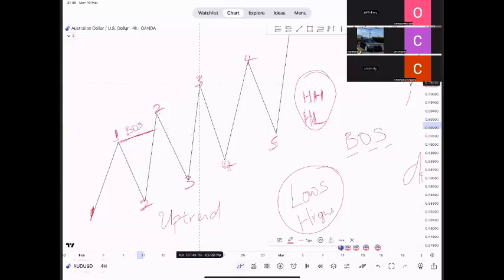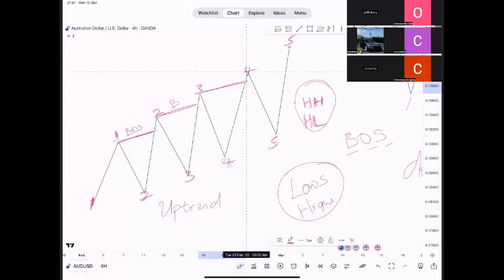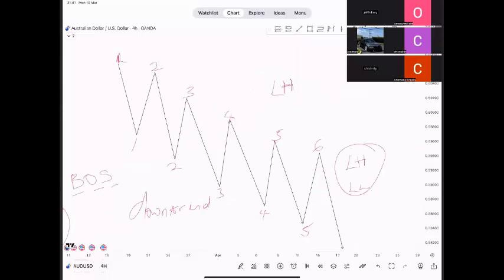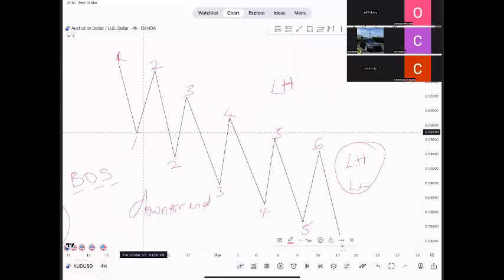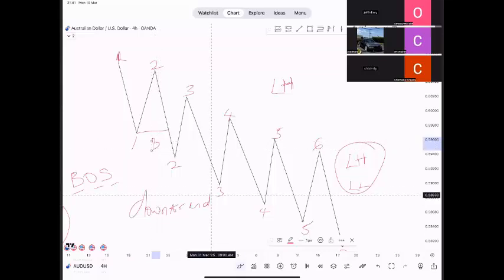As high 3 takes out high 2, break of structure. As high 4 takes out high 3, meaning goes above it, we have a break of structure. As high 5 goes above high 4, we have a break of structure. In the downtrend as well, as low 2 takes out low 1, break of structure. Low 3 takes out low 2, break of structure. Low 4 takes out low 3, break of structure. Low 5 takes out low 4, break of structure.